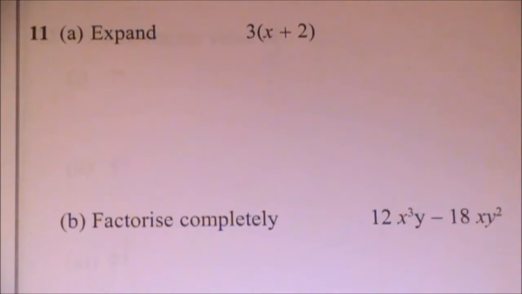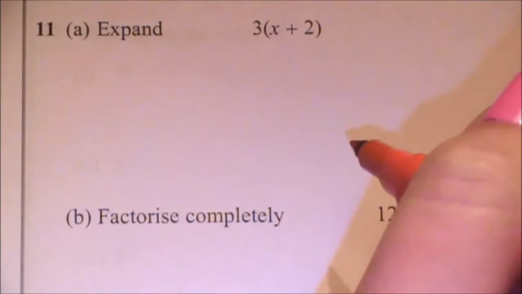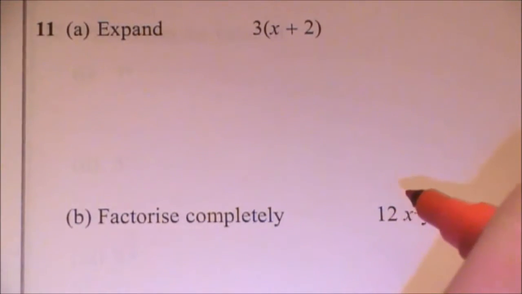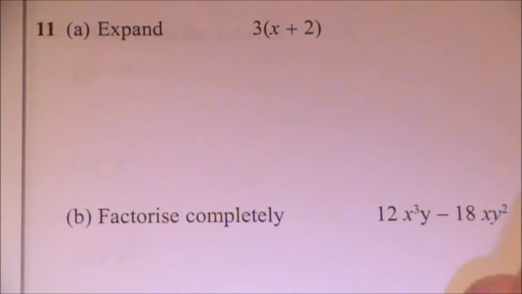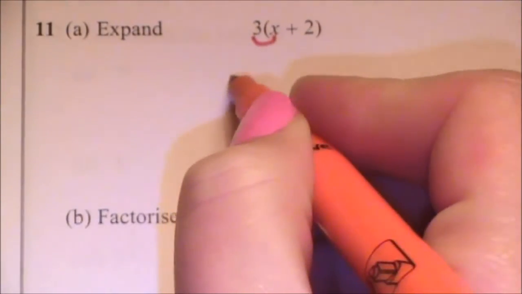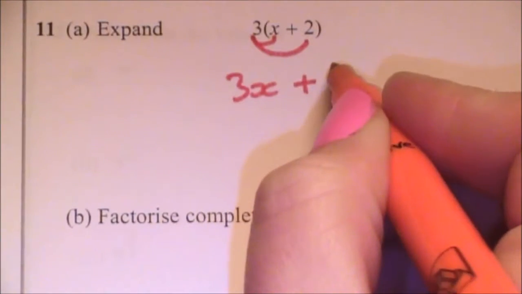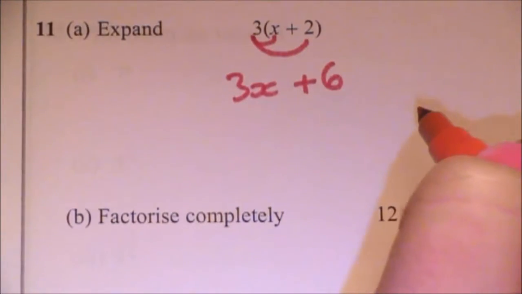Question 11 is a page of lovely fast algebra and it's worth 8 marks. You should see this in an exam and think, yes, 8 marks. Okay, so expand the bracket. 3 times x is 3x. 3 times positive 2 is positive 6.